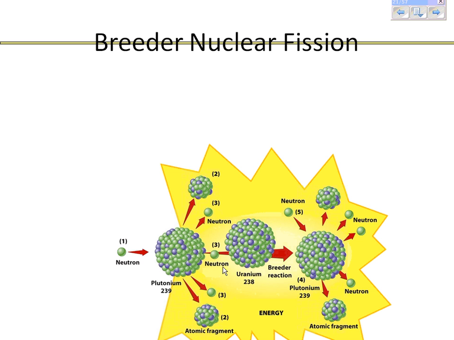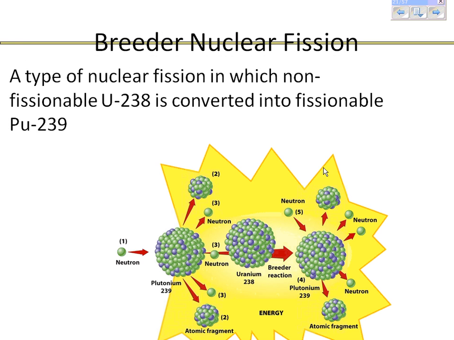Breeder nuclear fission, the positives: it produces more fuel than it actually uses. Some of the negatives associated with it are that, again, you're producing high-level radioactive waste, and it can also be dangerous. In that primary circuit, instead of using water, many times they use liquid sodium, which can be very explosive if it were to come into contact with oxygen or water or anything else. If there was a crack in a pipe, it can be explosive.